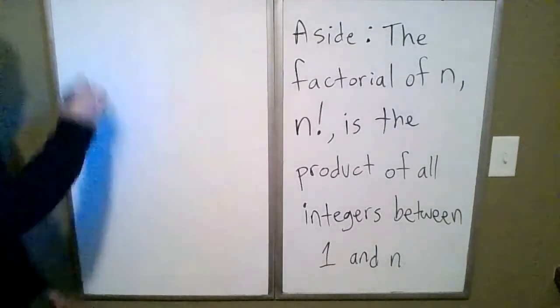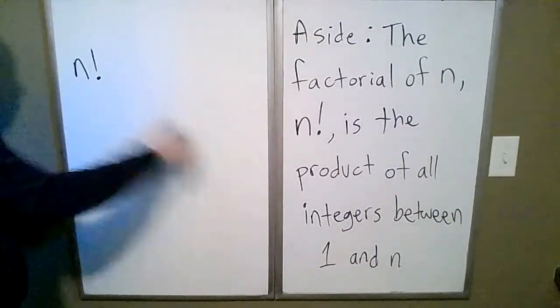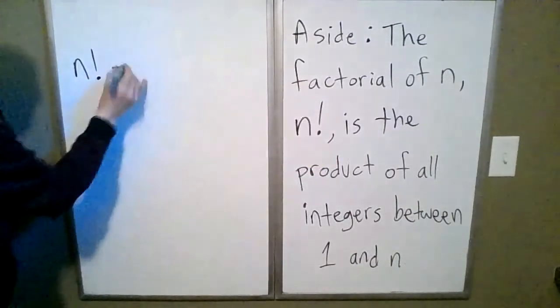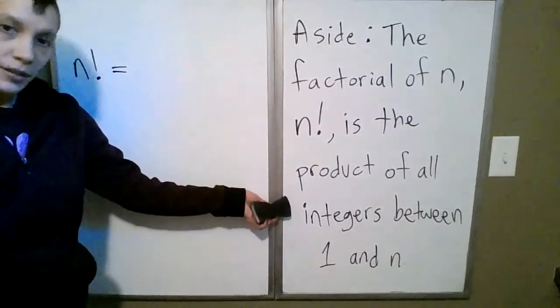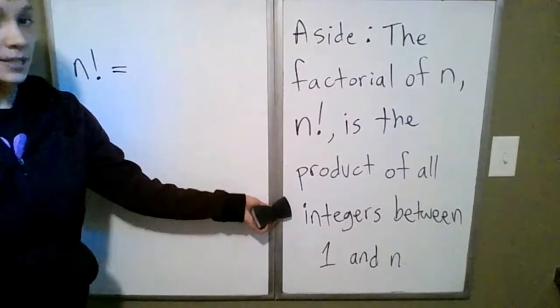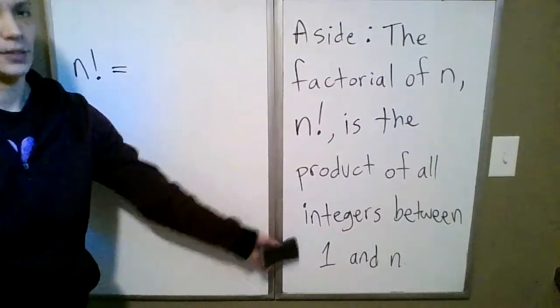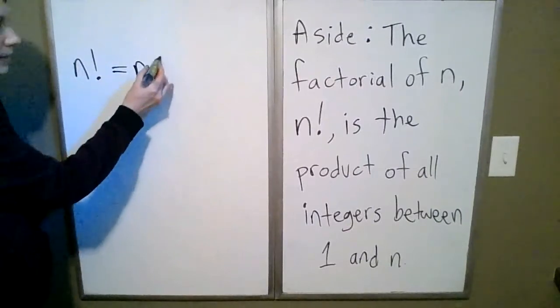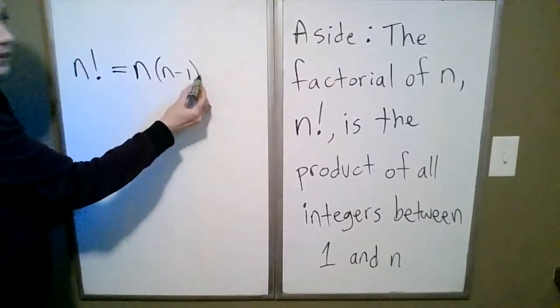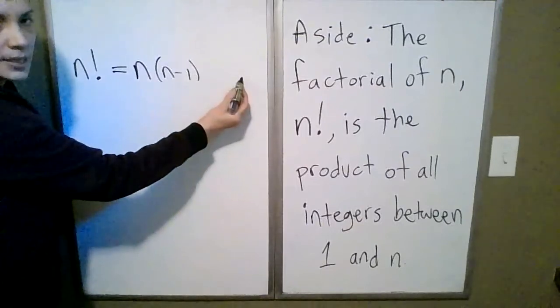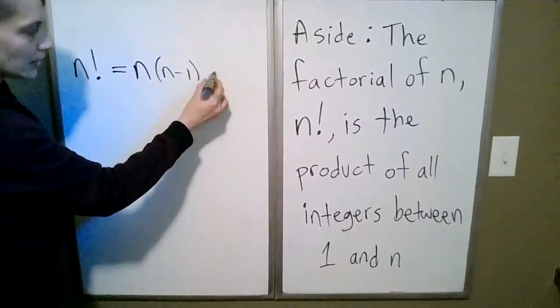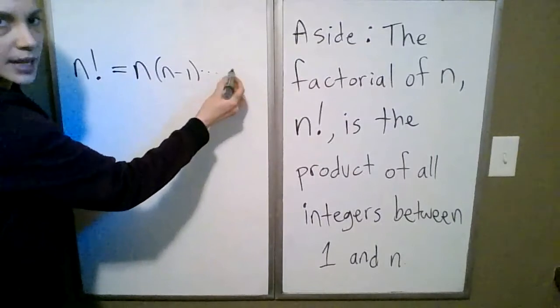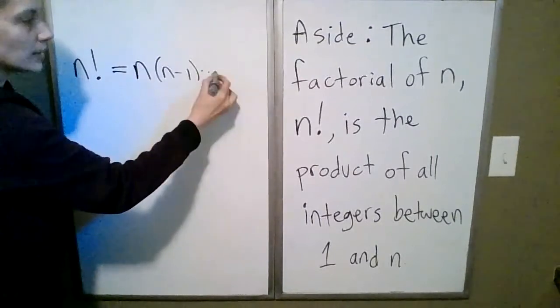N factorial is the product of all integers less than n until you get to 1. So we're going to take n, multiply with n minus 1, times n minus 2, times n minus 3, until you get to, if you have it, the last few, 3 times 2 times 1.